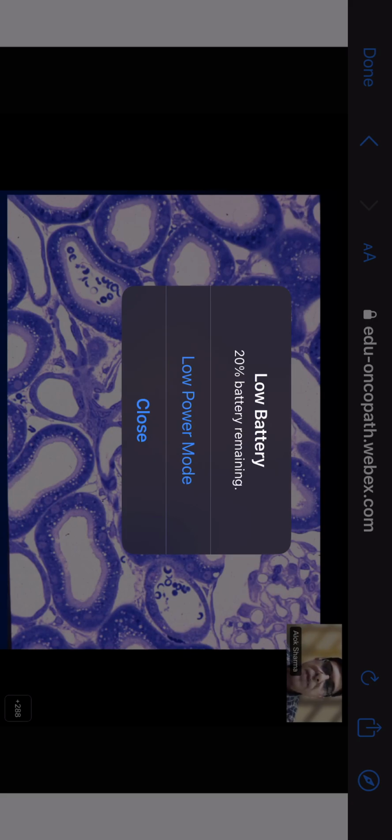So the Bowman's capsule is lined by the parietal epithelial cell. So we've seen the visceral epithelial cell. Now what you see here is a flattened nucleus of the parietal epithelial cell which is lining the Bowman's capsule.